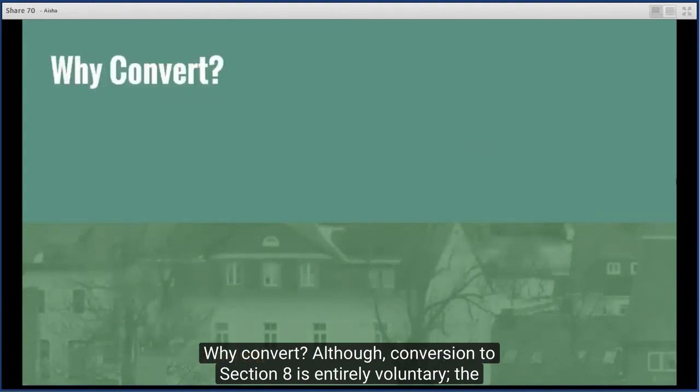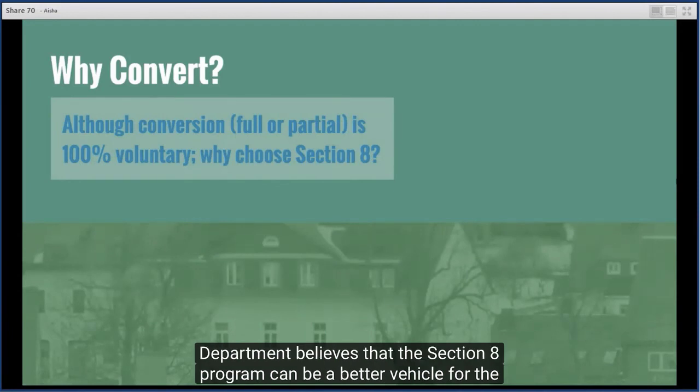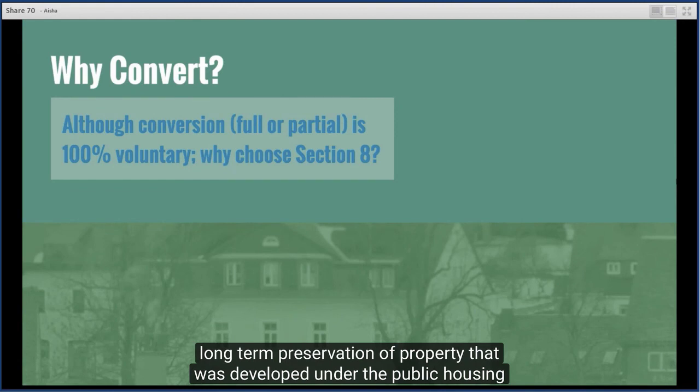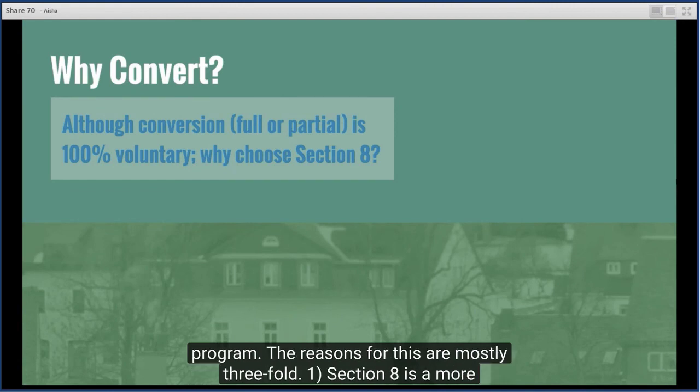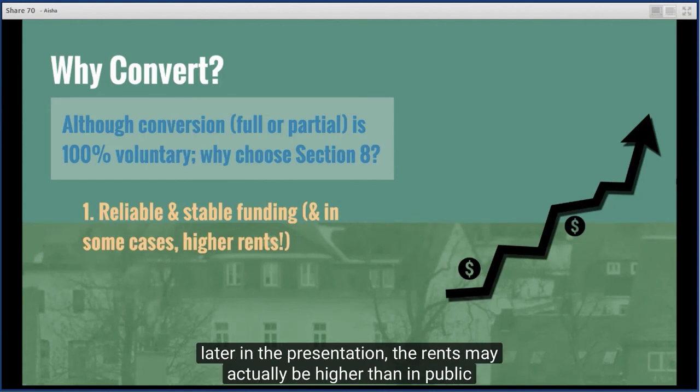So why convert? Although conversion to Section 8 is entirely voluntary, the Department believes that the Section 8 program can be a better vehicle for the long-term preservation of property that was developed under the public housing program. The reasons for this are mostly threefold. First, Section 8 is a more reliable and stable funding platform. In some conversions, as will be demonstrated later in the presentation, the rents may actually be higher than in public housing.